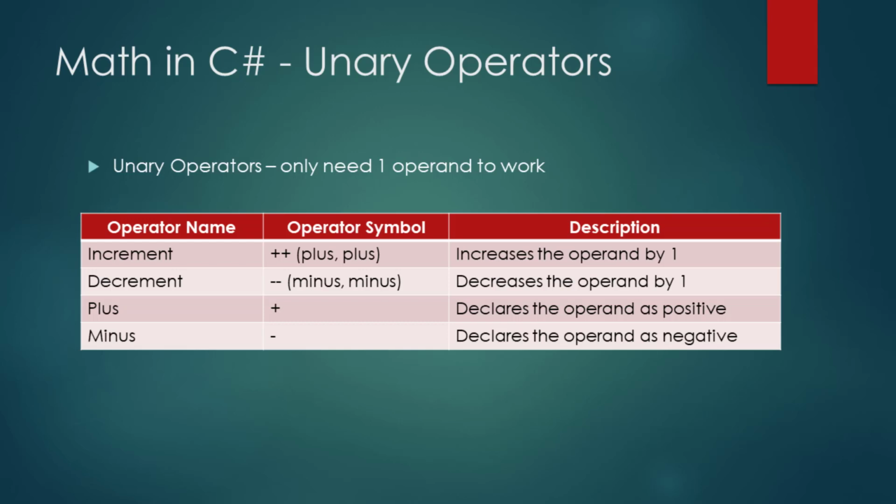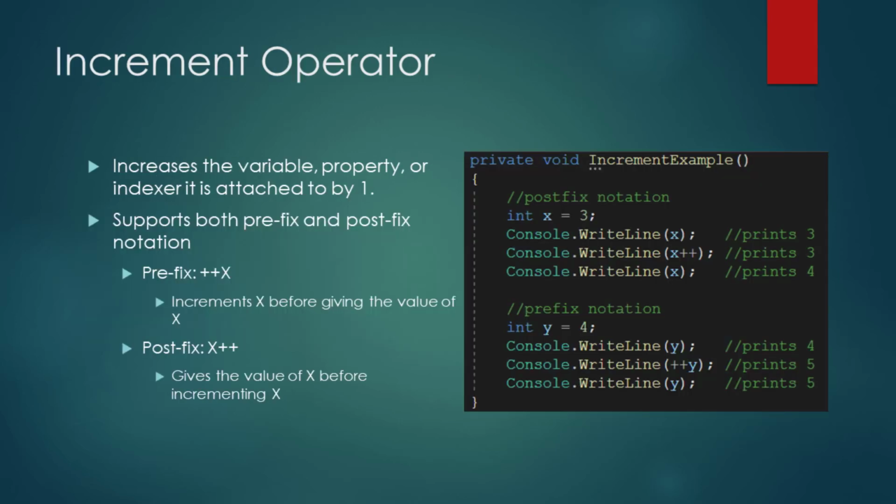The unary operators are increment, decrement, plus, and minus, but plus and minus only mean positive or negative when they're in unary form, not addition or subtraction. The increment operator increases whatever operand it is attached to by 1, and the operand must either be a variable, property, or an indexer, though generally you'll just use it with a variable.